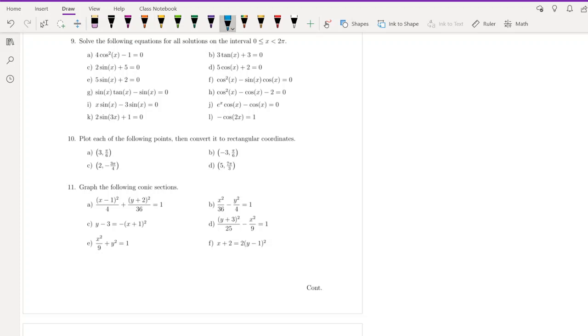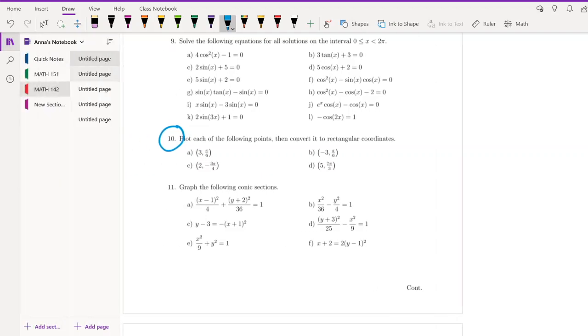So we'll start by looking at number 10, which is asking you to plot some different points in polar coordinates and then convert them to rectangular coordinates. So we'll do A, B, and C. So part A is asking us to, let's just start by actually graphing this. So the point that we're supposed to graph is 3, pi over 6.